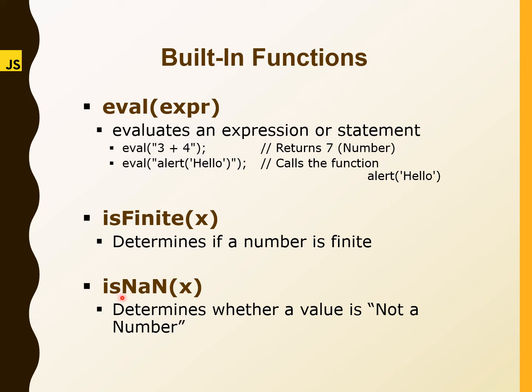Now we have another function called isNaN of x. NaN stands for not a number. It determines whether a value is not a number. So if x is not a number, it will produce a true value. If x is a number value, it will produce a false value.